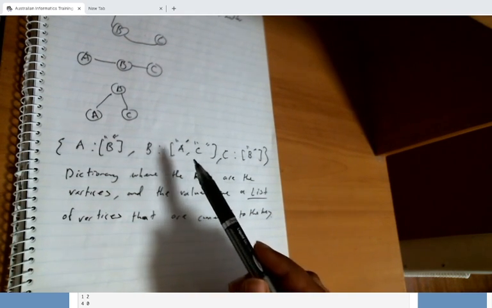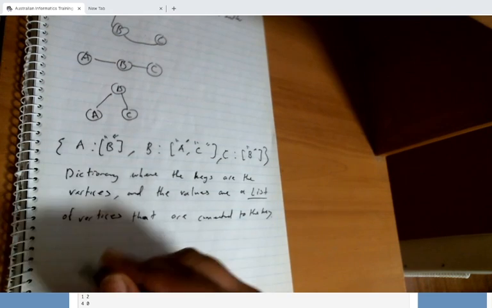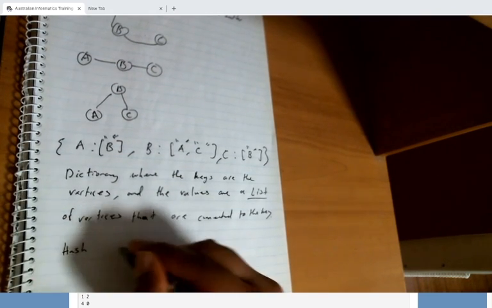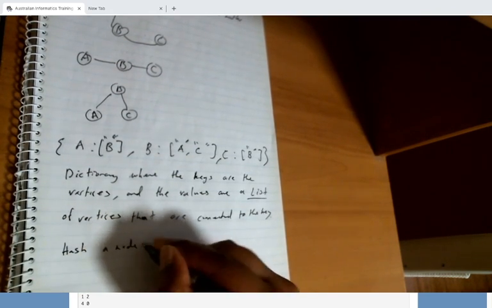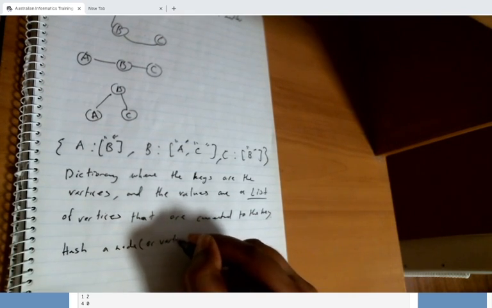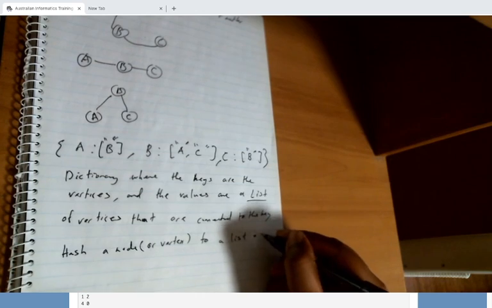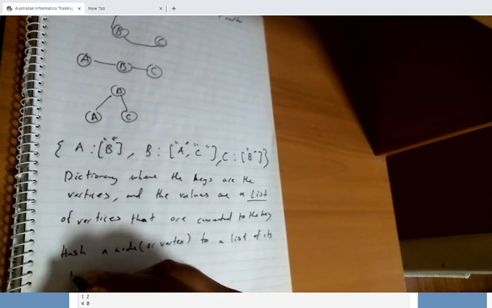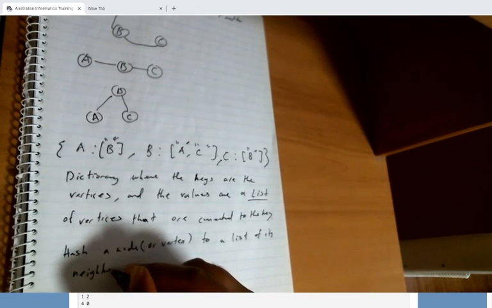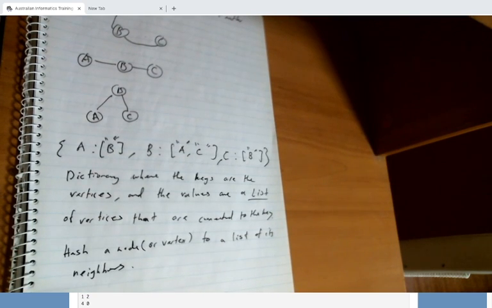So we hash a node, or vertex, to a list of its neighbors. Yeah, that's a better way of saying it. So essentially for each vertex, we're storing who their neighbors are. Alright, that makes sense. So that's how we can implement a graph as a dictionary in Python.